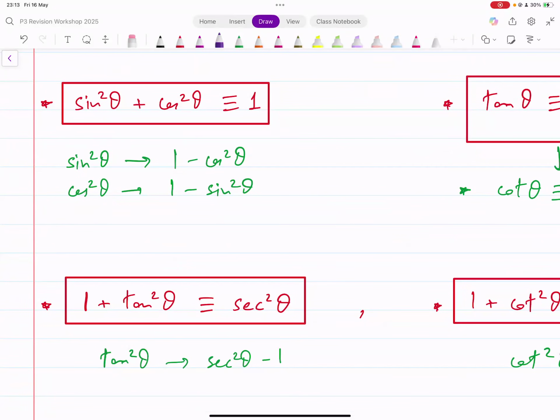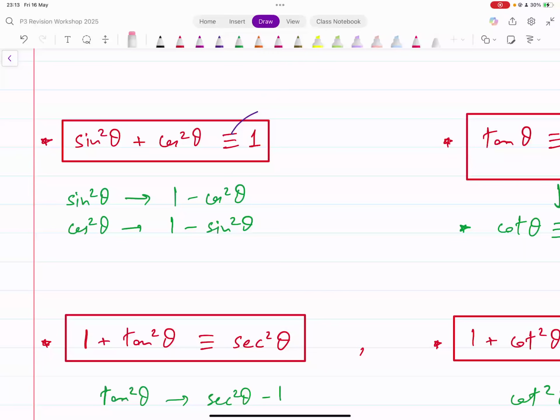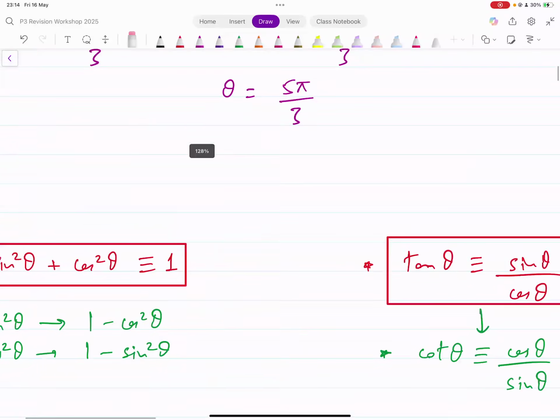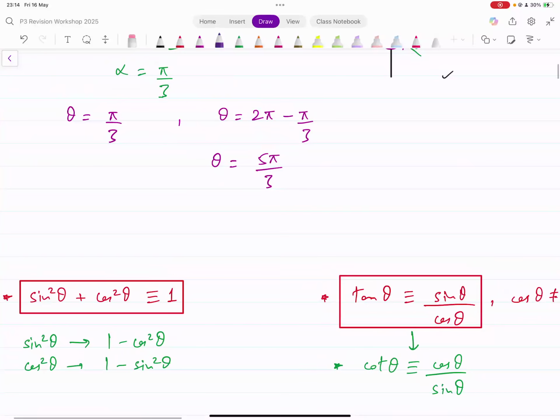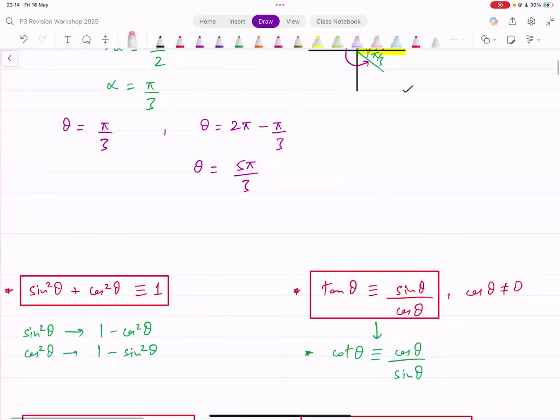Okay, these two are the ones that you've done in paper one: sine square theta plus cos square theta equals 1, and tan theta equals sine theta over cos theta. Now, you could convert sine square to cos square or cos square to sine square using this. And using this other identity, when you have sine over cos, that could be written as tan theta. Now, here we have some new identities.